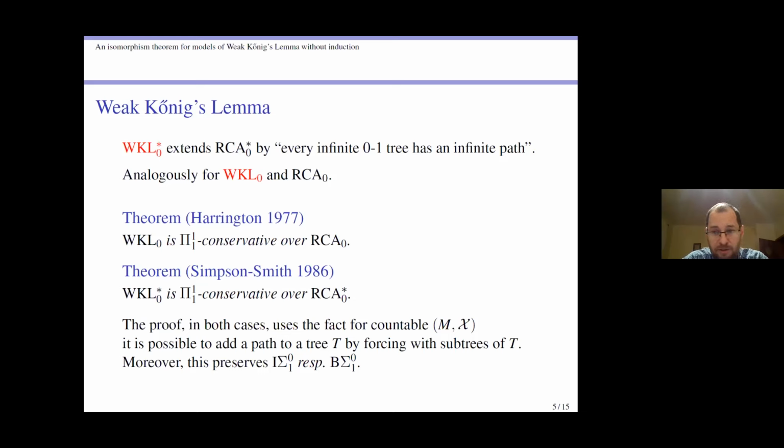Over RC0, so with Σ1 induction, this was proved, I guess, by Harrington, supposedly in 1977, but I think the first published proof is in Simpson's book, Subsystems of Second Order Arithmetic. The result over Σ1 collection was actually published earlier, I believe, but it was obtained later. It's in the Simpson-Smith paper that introduced the theory RC0 star.